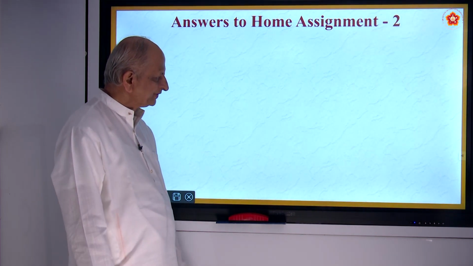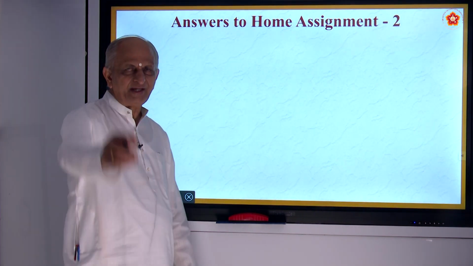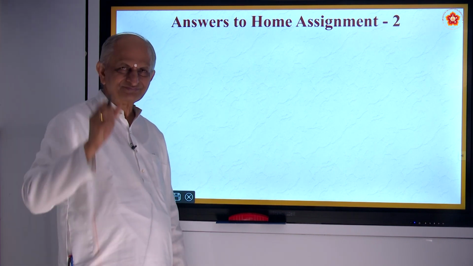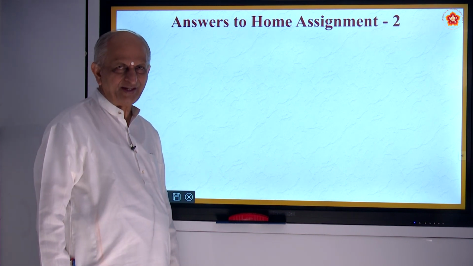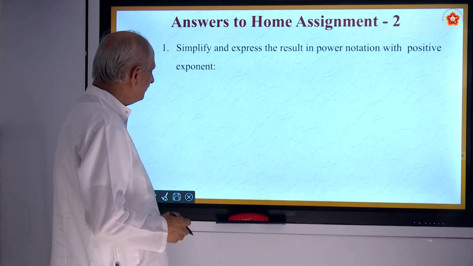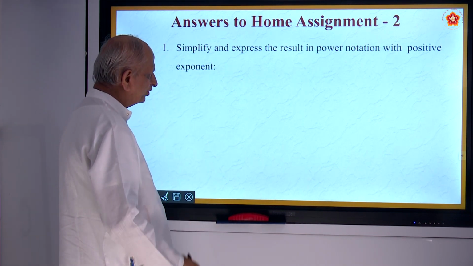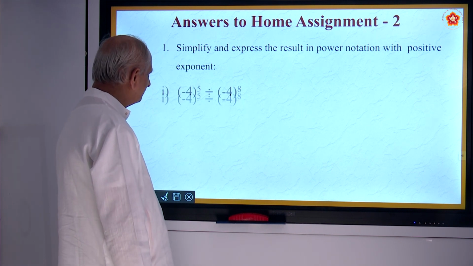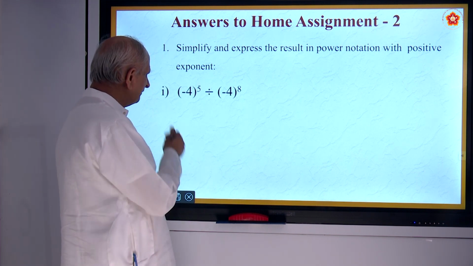Now we'll come to the home assignment. How many have done it? Okay, some of you have done it. Very good. They are very simple. Simplify and express the result in power notation with positive exponent. So the exponent must be positive.